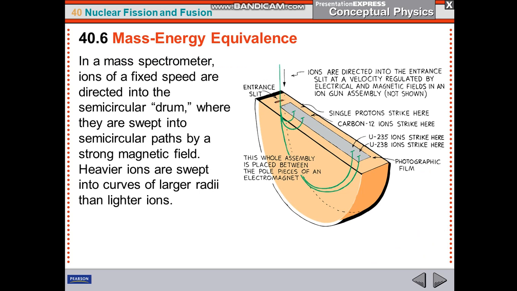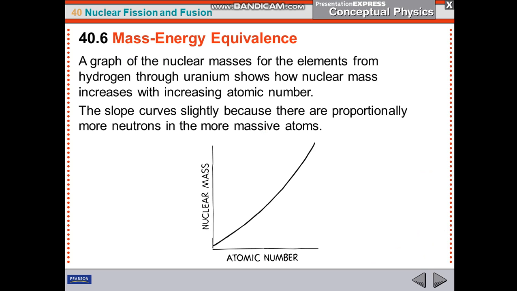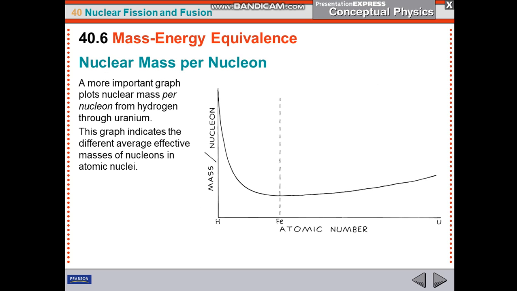In a mass spectrometer, ions of a fixed speed are directed into the semicircular drum, where they are swept into semicircular paths by a strong magnetic field. Heavier ions are swept into curves of larger radii than lighter ones. A graph of the nuclear masses for the elements from hydrogen through uranium shows how nuclear mass increases with increasing atomic number. You can see the graph here. The slope curves slightly because there are proportionally more neutrons in the more massive atoms.